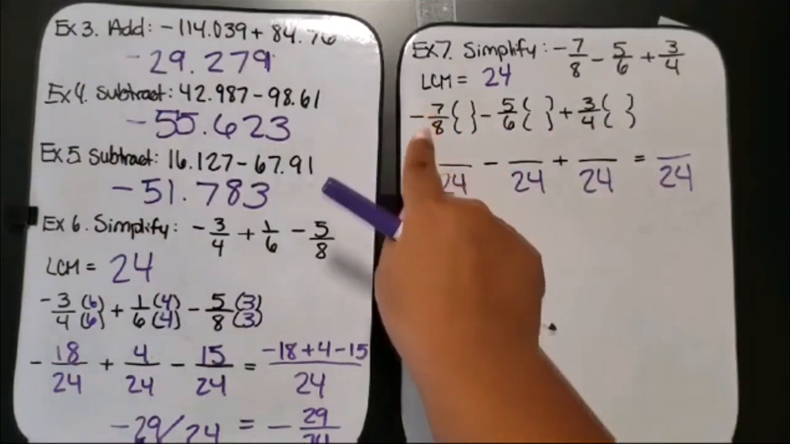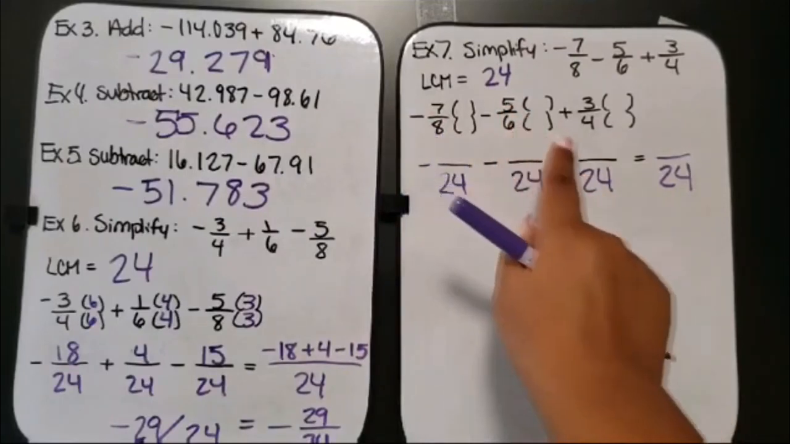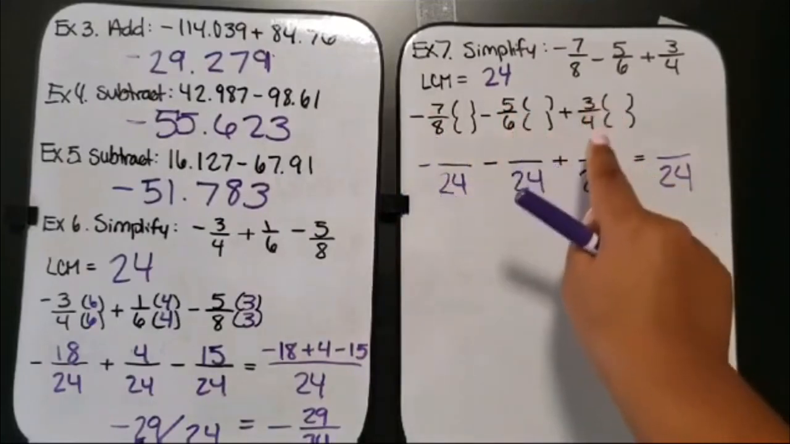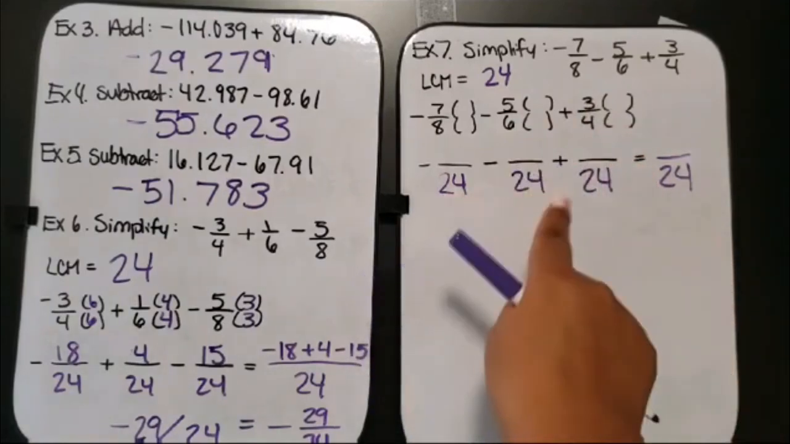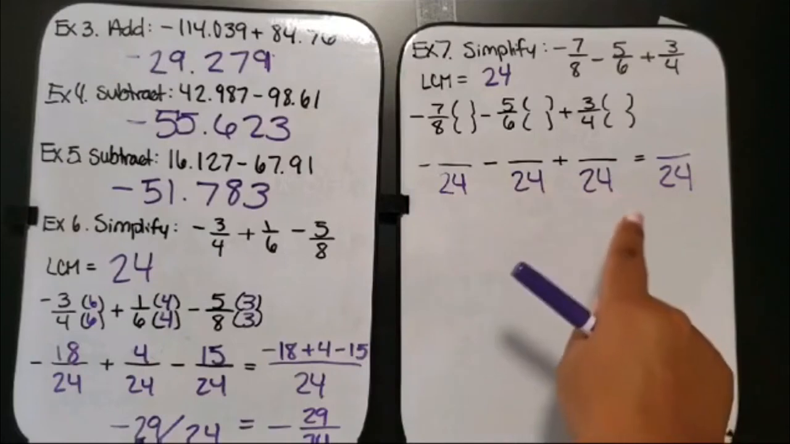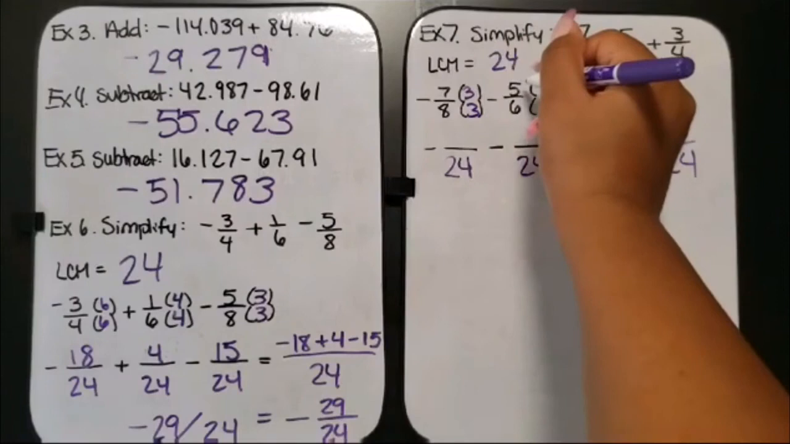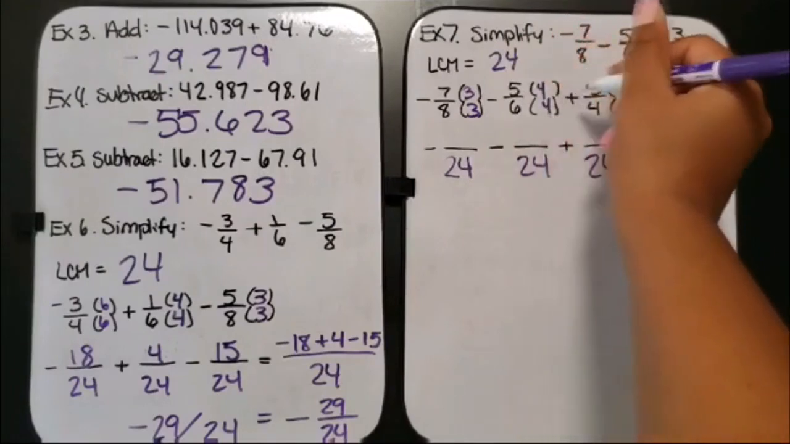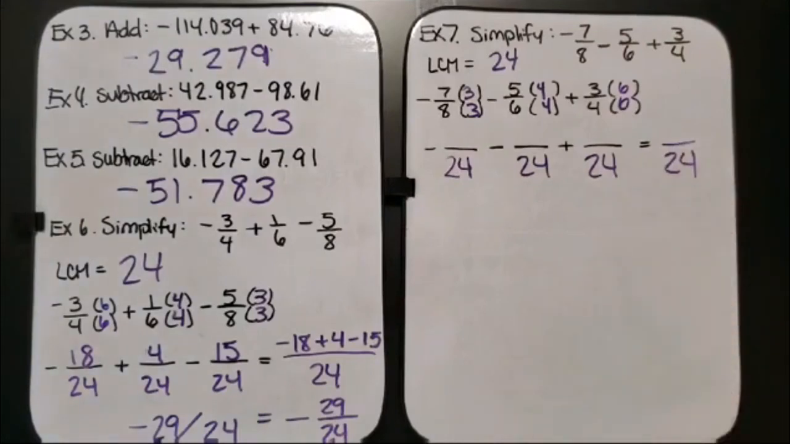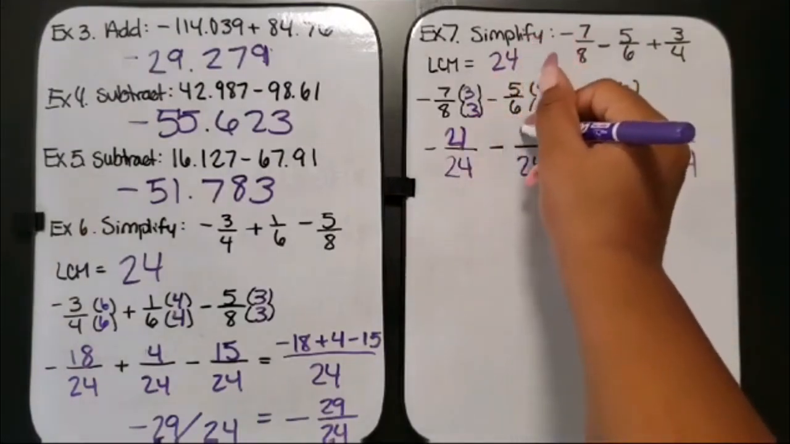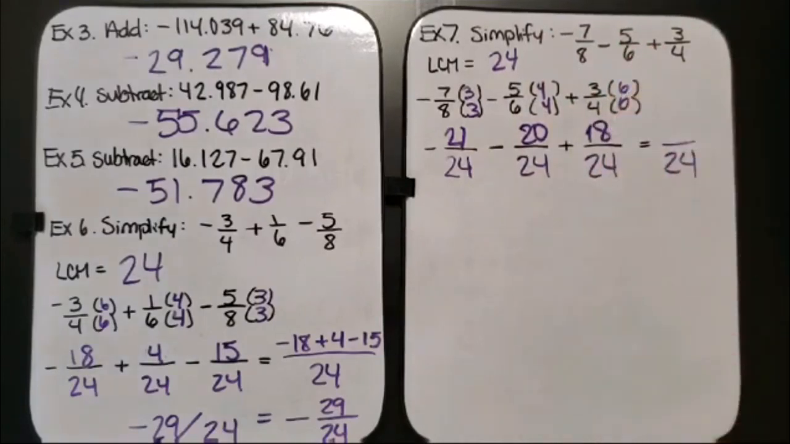What we need to multiply this fraction by, what we need to multiply this fraction by, and what we need to multiply this fraction by, so that we can have our new fractions, all with 24 being the denominator. Should be 3, 4, and 6. So you should have 21, 20, and 18.